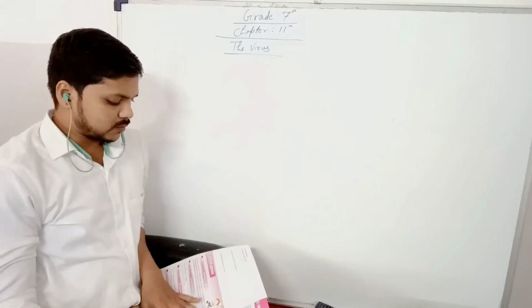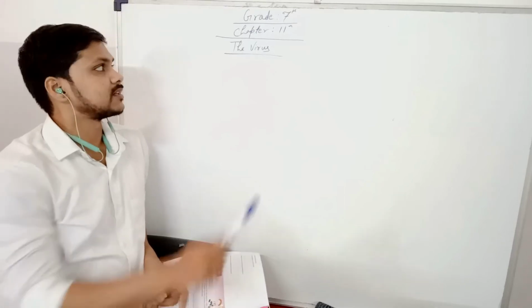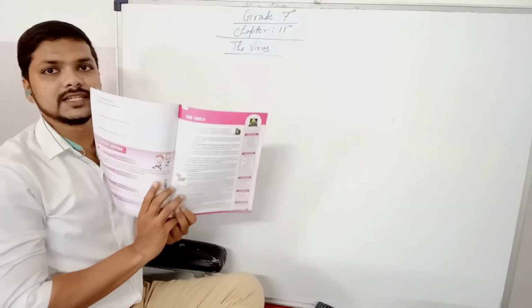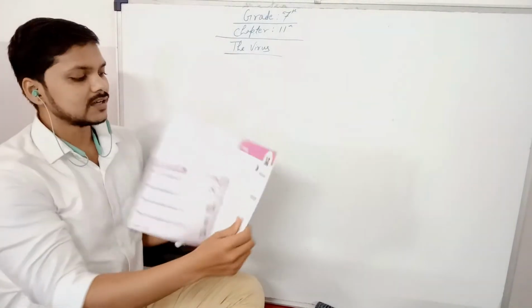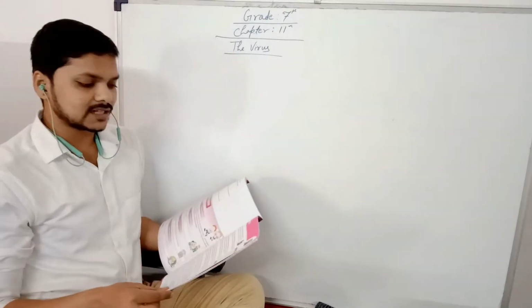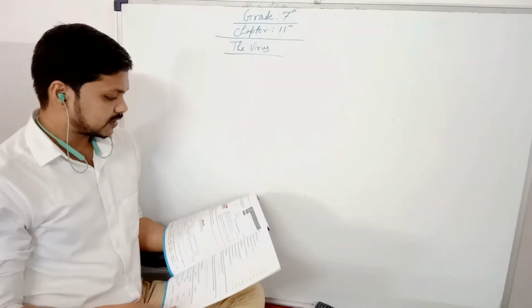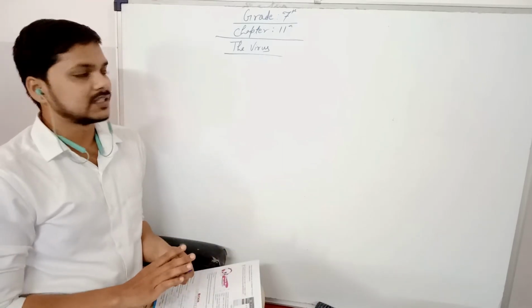Dear students, today we are going to solve the exercise of chapter number 11 for class 7. As you can see here at page number 111, this is the page where the virus chapter 11 is, and we are going to solve the exercise of this chapter. So open the page, that is 140, and we start solving the exercise from fill in the blanks.